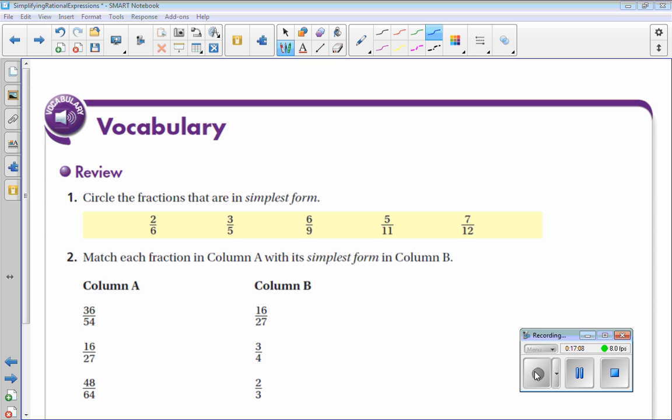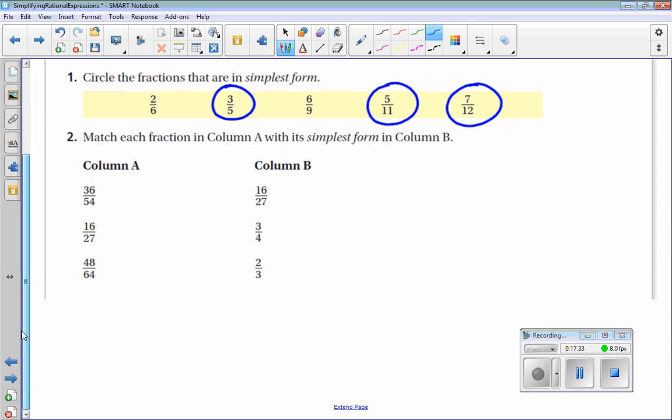How about 3/5? All right. 6/9? Okay. 5/11? Okay. 7/12? Yes. In other words, we can't simplify it any further. Exactly, we're looking at prime numbers, or not even necessarily prime, because 12 is not prime. But the same number can't go in the numerator and the denominator. Okay, so could we reduce in this case?